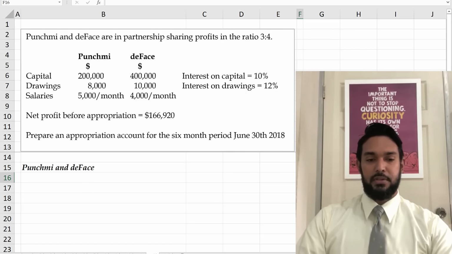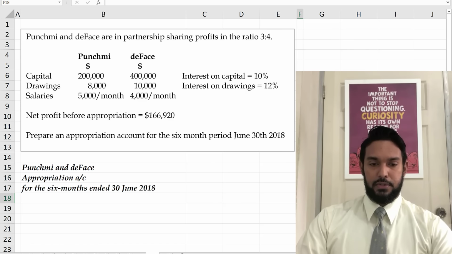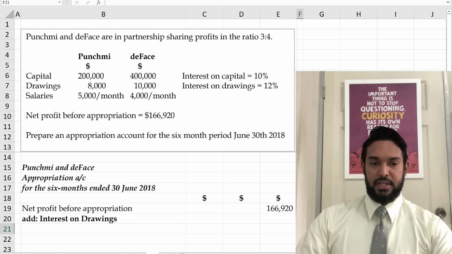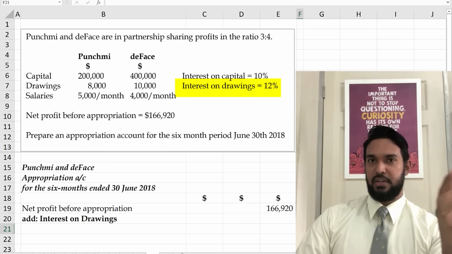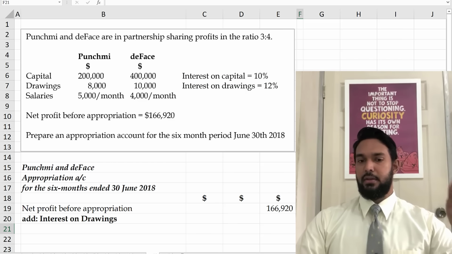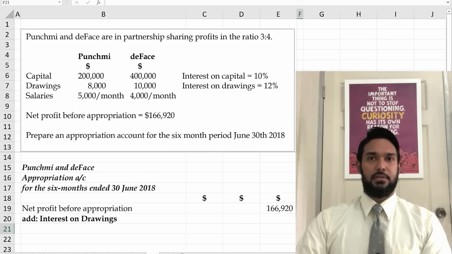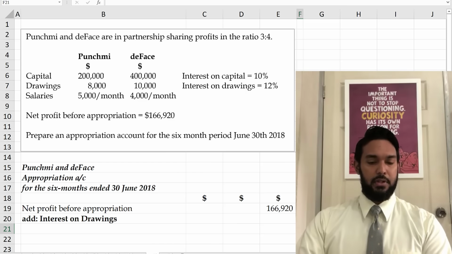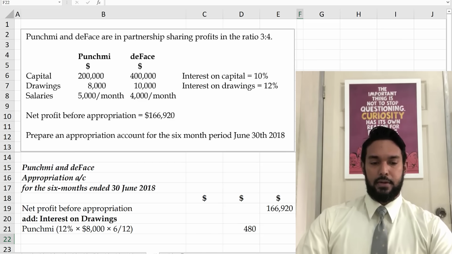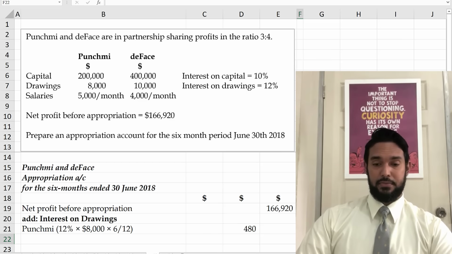So let's go. Punch Me's appropriation account for the 6 months ended 30th June 2018. Net profit before appropriation, 166,920. Add interest on drawings. Punch Me had 8,000 of drawings at 12%. So we saw just now, if you have drawings outstanding for part of a year, you have to multiply. So here it'll be 12% of 8,000 multiplied now by 6 months out of 12.